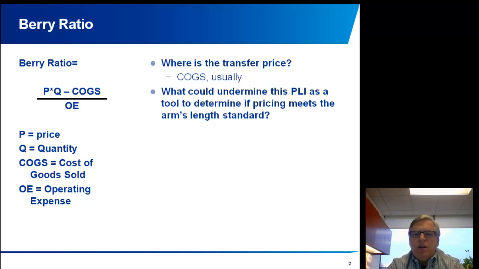So if this is how you're measuring your profit level indicator, what are things that could undermine this profit level indicator as a tool to determine if pricing meets the arm's length standard?